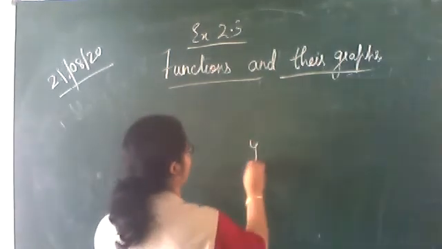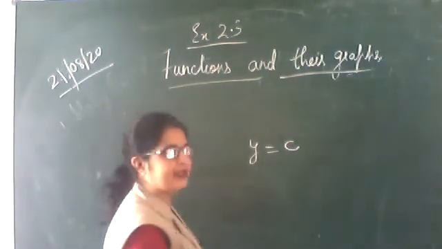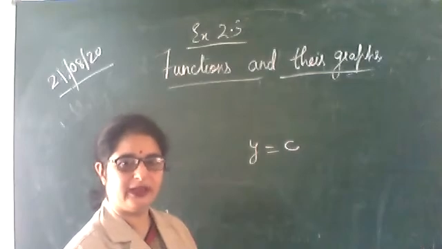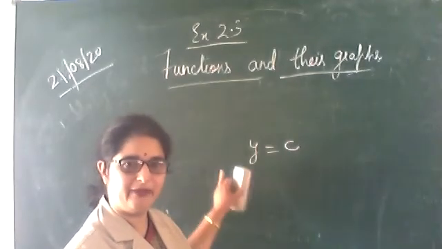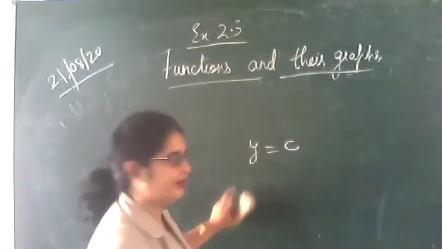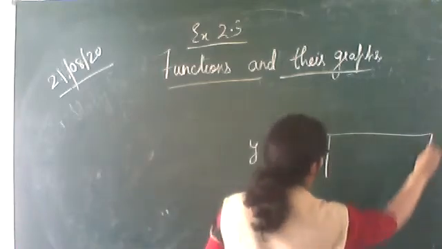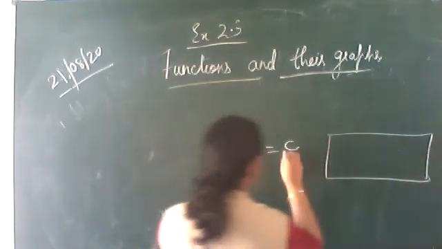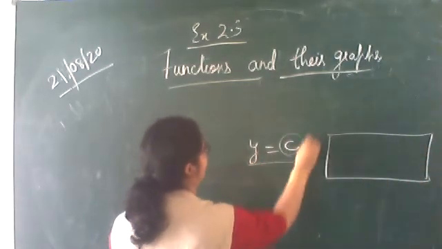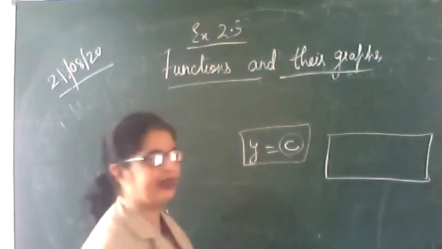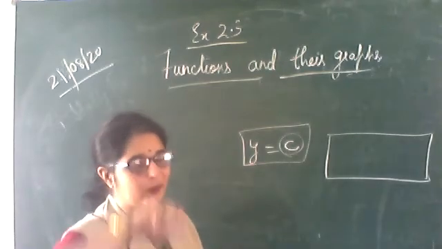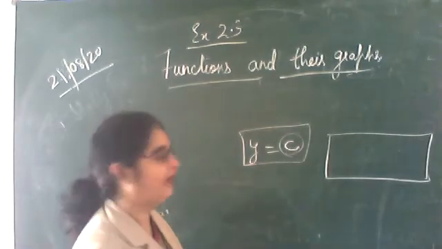Constant is what? y = C. I have done it wrong. Just see what we have done wrong. y = C. y is always a constant value. We are not changing y. y is equal to what? Constant. So what have we done wrong?